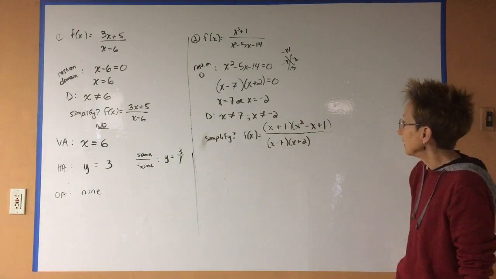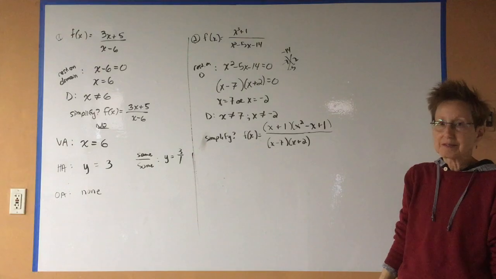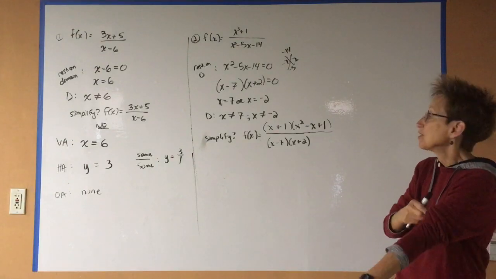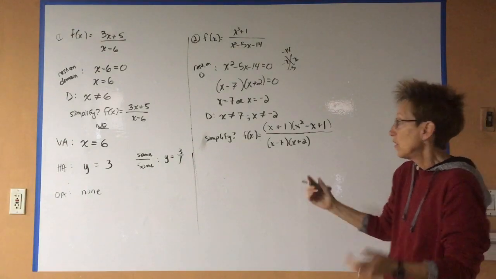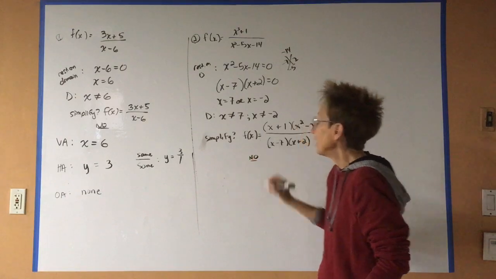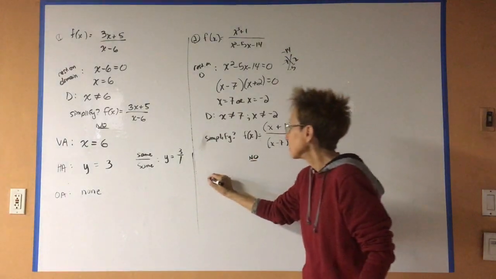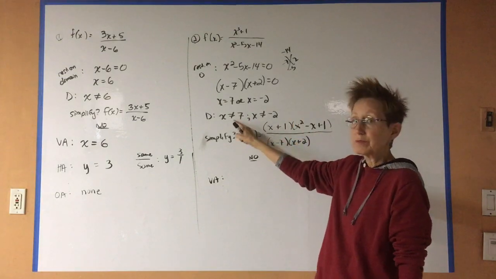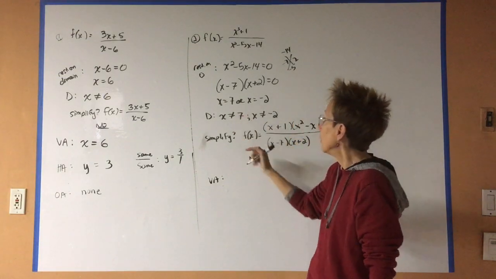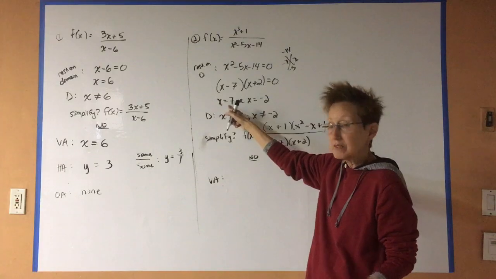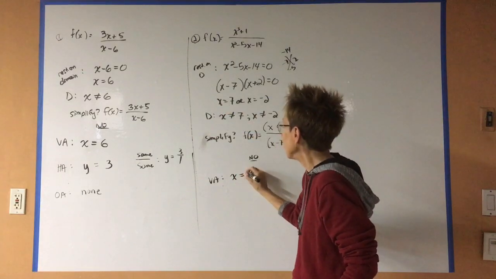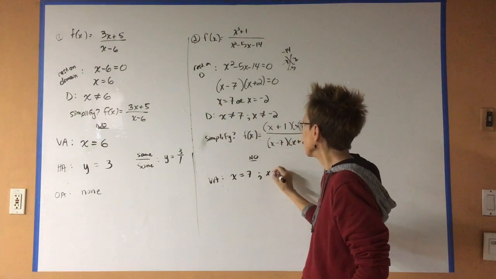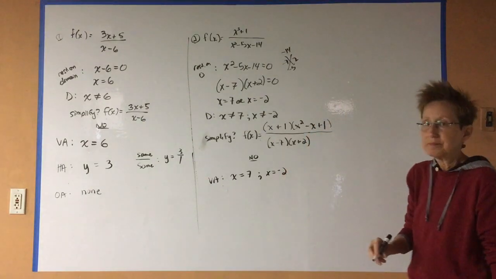Can I cancel anything? I don't get to slash anything. So can I simplify it? No, it's not simplifiable. So that means that my vertical asymptotes are exactly what my domain restrictions were. So I'm going to write it as an equation of a vertical line. So x equals 7 is one of them, and x equals -2 is the other one.